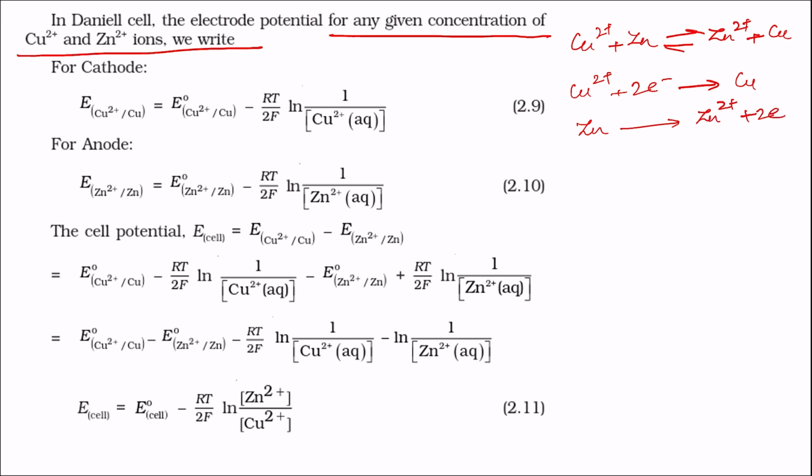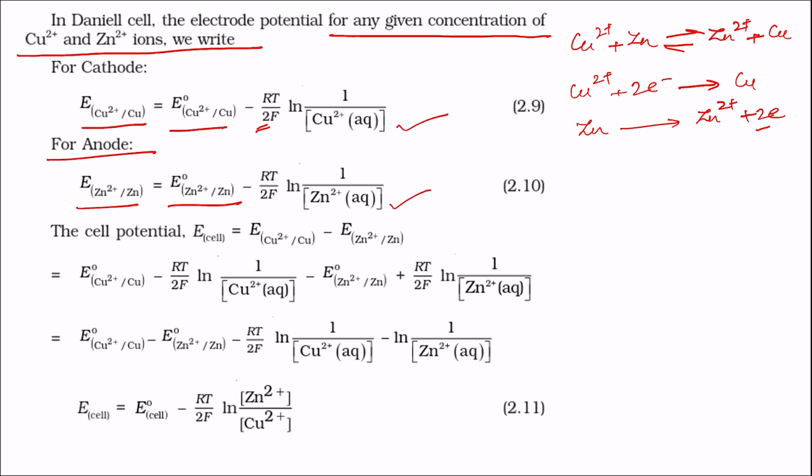So for the cathode the electrode potential is equal to standard electrode potential minus RT by nF. Here the value of n is 2. n is the number of electrons and the number of electrons involved is 2 here. So RT by 2F, natural log of 1 divided by concentration of copper ions. Similarly for the anode, the electrode potential of the anode is equal to standard electrode potential of zinc minus RT by 2F, natural log of 1 by concentration of Zn2+ ions.